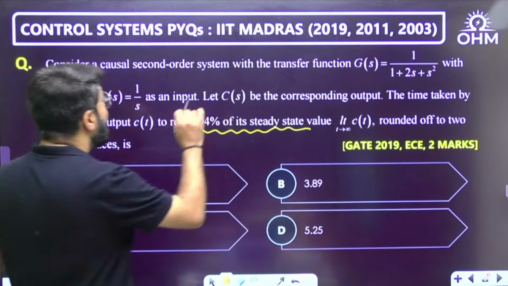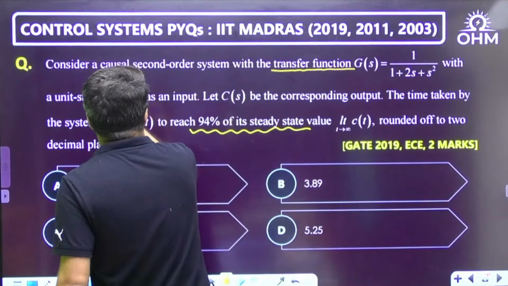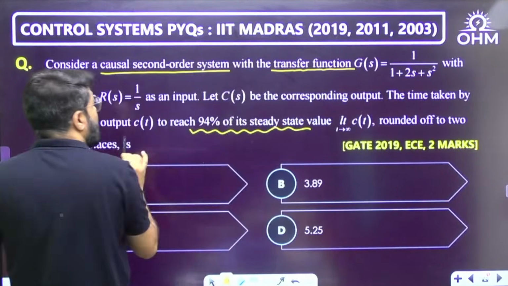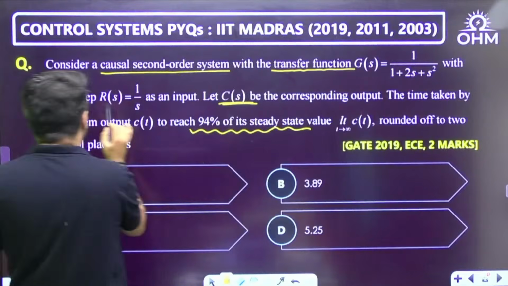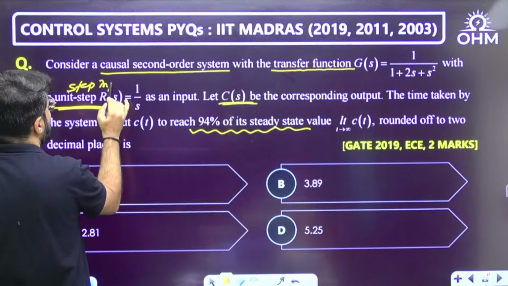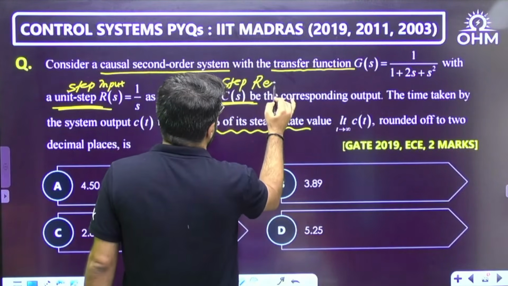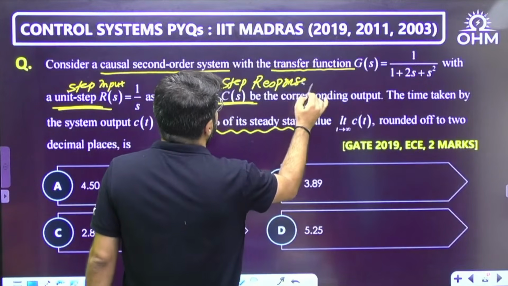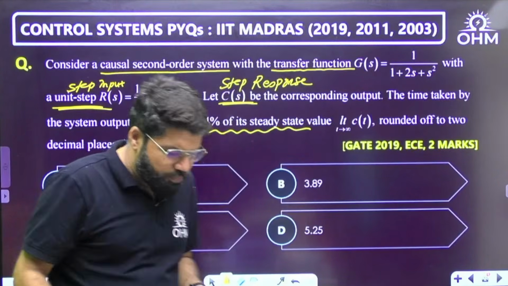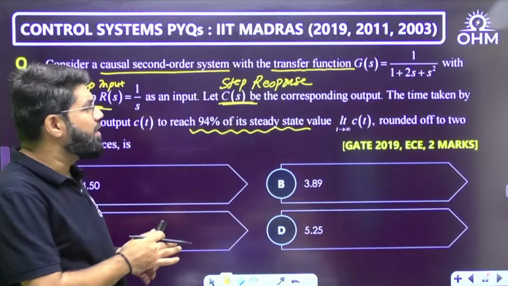First of all, this is the overall transfer function, not the forward path gain. You have to take a second order system, and this output is the output due to step input, which is nothing but the step response. So first let us see whether that step response is underdamped, critically damped or overdamped, and then decide how we can solve it.